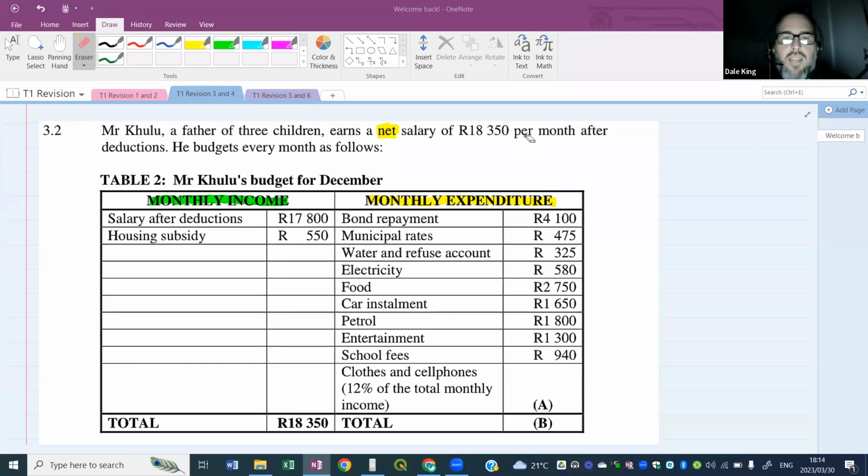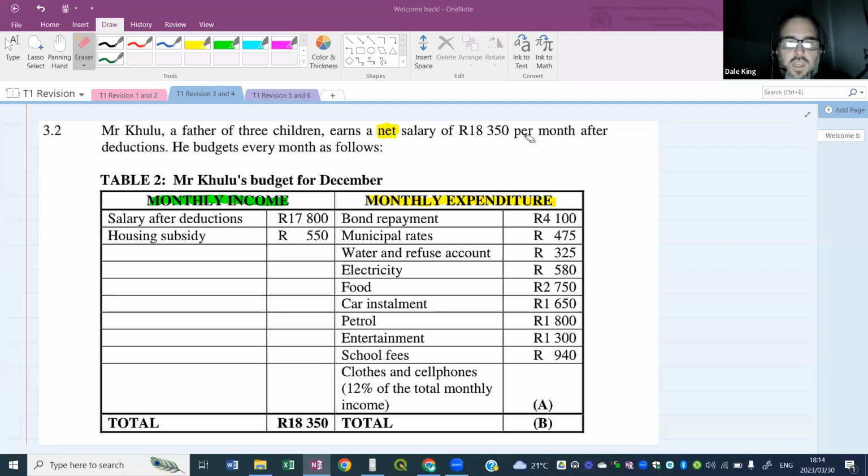Entertainment, all right. Now we're talking about Netflix, going to the movies, going to the mall, stuff like that. Ice cream, all right. That's important. That's where the ice cream is in the entertainment part there. All right, school fees. So Mr. Kula is a father of 3, and he has to pay school fees as well. And then we get to the last one here, which says clothes and cell phones.